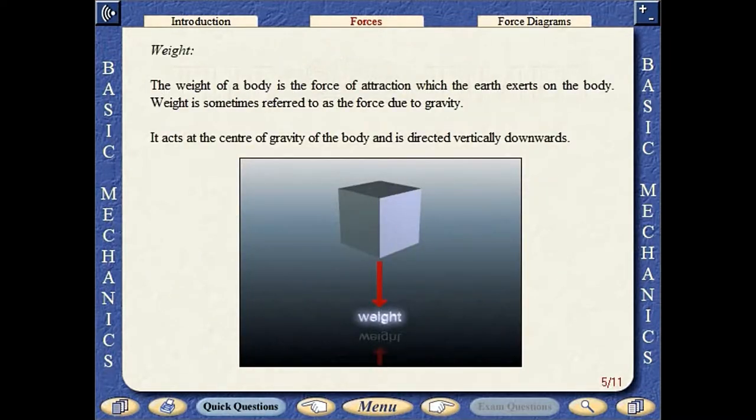The weight of a body is the force of attraction which the Earth exerts on the body. Weight is sometimes referred to as the force due to gravity. It acts at the center of gravity of the body and is directed vertically downwards.